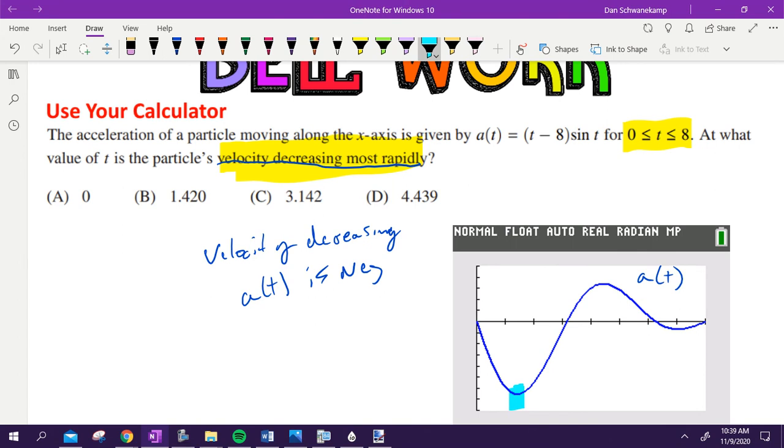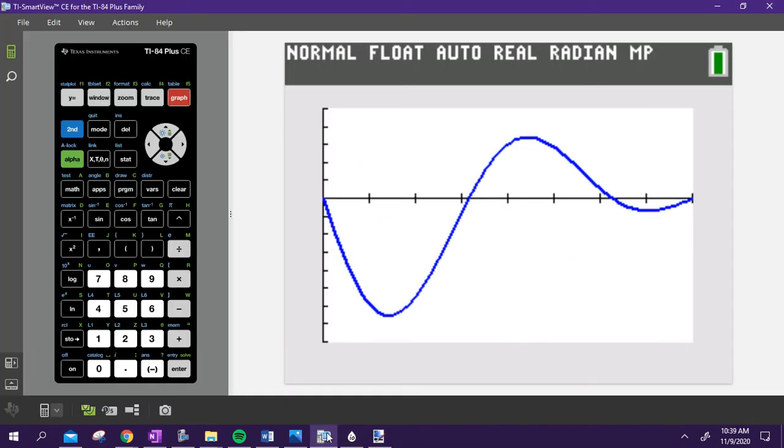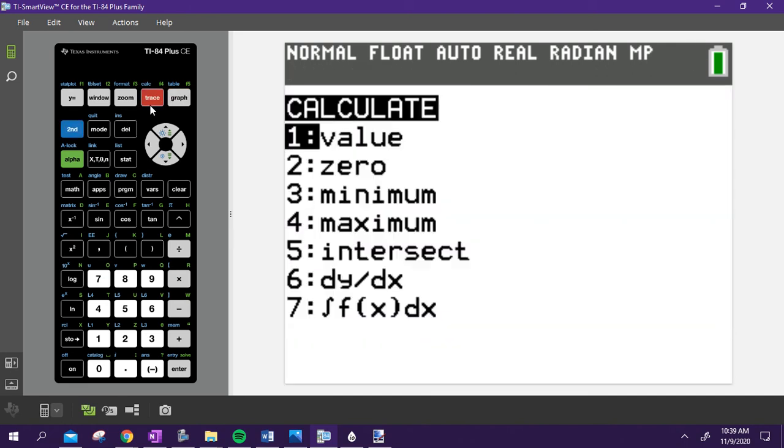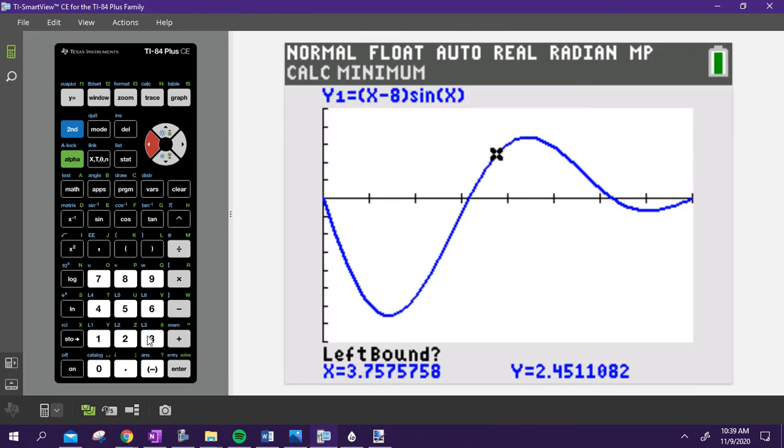Yeah, the most negative number is a great way of saying that. The velocity decreasing most rapidly means the acceleration is at its lowest. This is a graph of acceleration. So all I'm looking for on this graph is the lowest point. It's right there. To find that, I go second, calculate, the minimum. So we're going to go down to number 3. I move my cursor. That's where I think it happens.